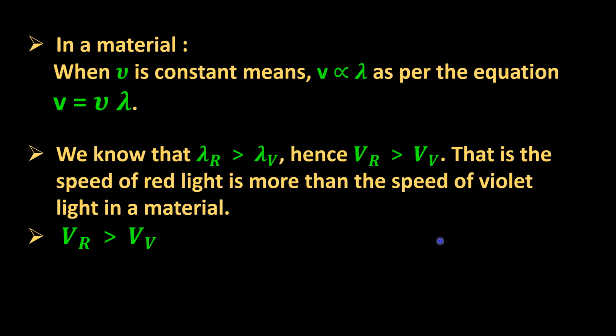When the speeds of the colors are different, obviously their refractive indices are different. That means the refractive index of a material depends upon the color of the light. It is not the same for all the colors. So here Vr is greater than Vv. In any material, red light travels with more speed than violet light.